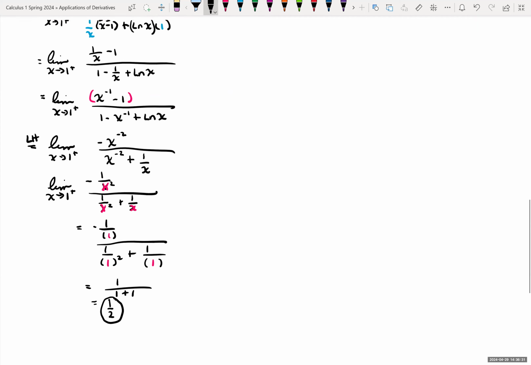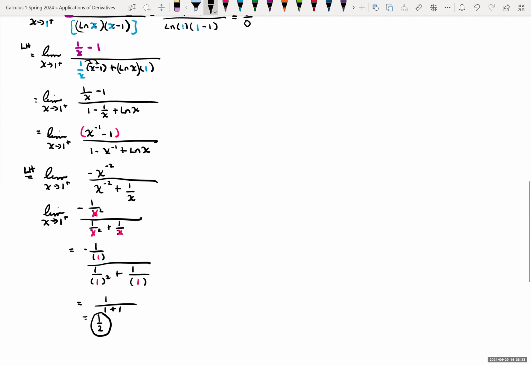I think you forgot the negative sign on this numerator. Ooh, on the numerator, thank you so much. So bringing down this negative right here, negative 1, this should have been negative 1/2.